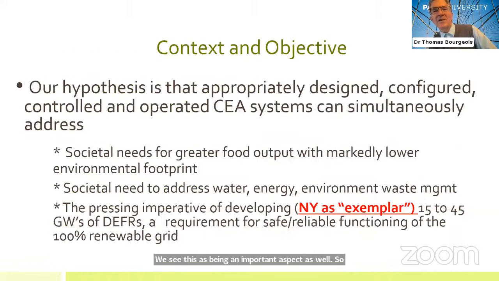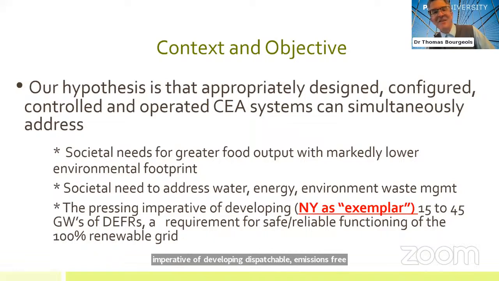So our hypothesis here is that appropriately designed, controlled and operated CEA systems can simultaneously address two big problems: society's needs for greater food output with markedly lower environmental footprint. And I'll show you very shortly what I mean by that: the water use, the land use, all of those footprint impacts are greatly reduced with the high-tech greenhouse. There's a societal need to address water, energy, and environment. And then there's also this pressing imperative of developing dispatchable, emissions-free resources.